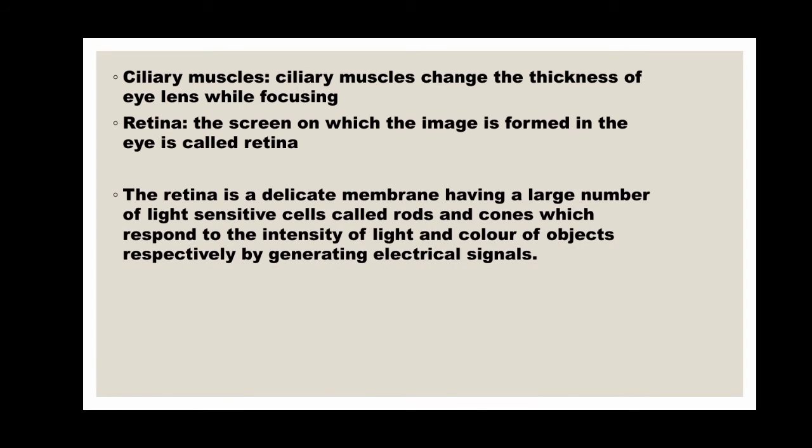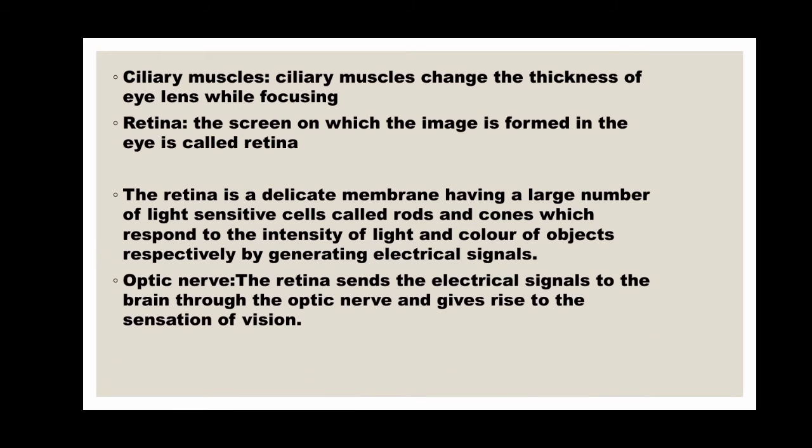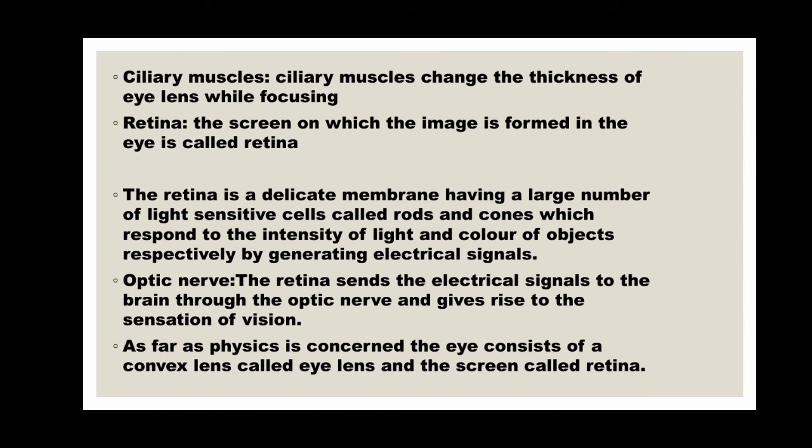The retina is a delicate membrane having a large number of light sensitive cells called rods and cones, which respond to the intensity of light and color of objects, respectively, by generating electrical signals. Optic nerve. The retina sends the electrical signals to the brain through the optic nerve and gives rise to the sensation of vision. As far as physics is concerned, the eye consists of a convex lens called eye lens and the screen called retina.